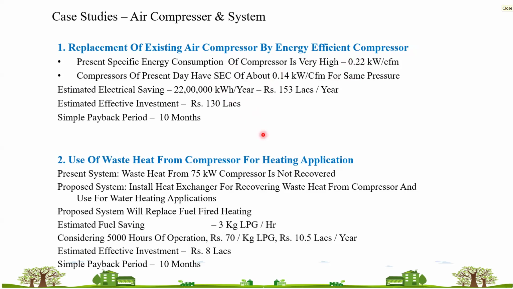Around 1.5 year, this much difference can be saved. But nowadays, majorly people have shifted from 0.22 kilowatt, 0.20 kilowatt to 0.14, 0.15 kilowatt, where they have brought new generation compressors and achieved those savings. Then waste heat recovery. Another application is a 75 kilowatt compressor.